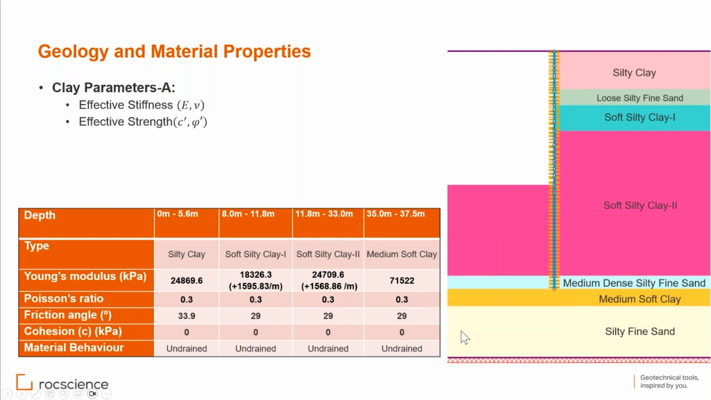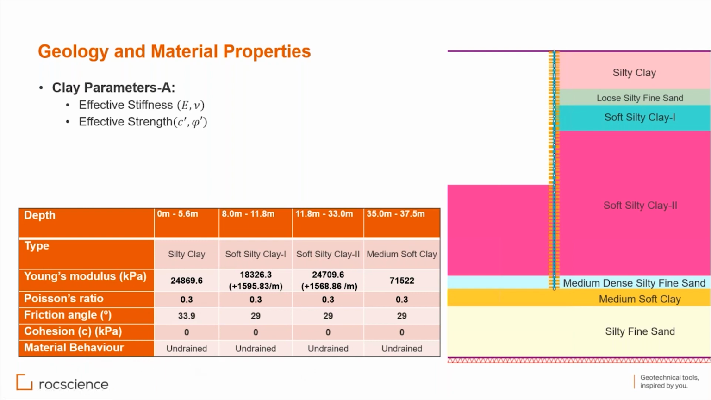Drained A, all the material properties for the clay are defined in terms of effective stress and effective parameters. So stiffness is effective, and also you can see that we have friction angle for the materials. Cohesion is set to 0. And also the material is going to be undrained.